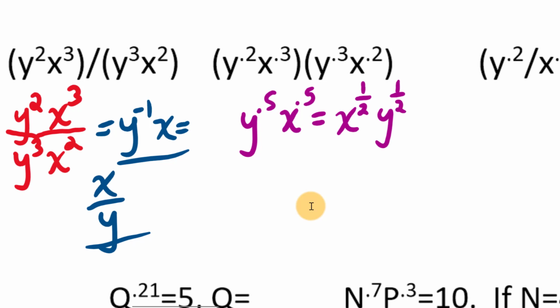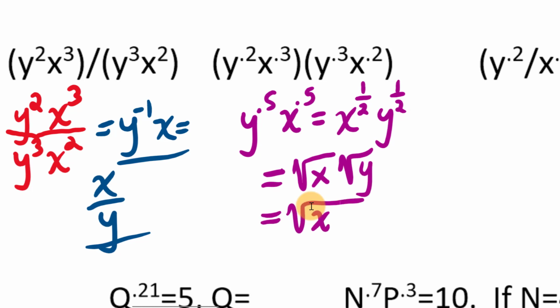Or we could just say, well, I know that the 0.5 power is the same as the square root, so we could write it as the square root of x times the square root of y. Or just the square root of x times y, all under the same little root symbol. All these are perfectly fine ways to write this. And I don't care which way you prefer, all right? As long as you're okay with it, and as long as what you're doing is correct, I'm happy.